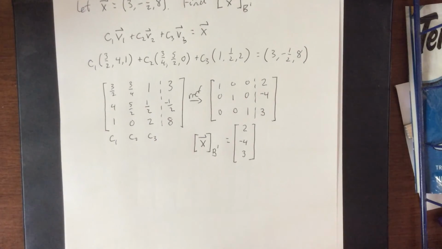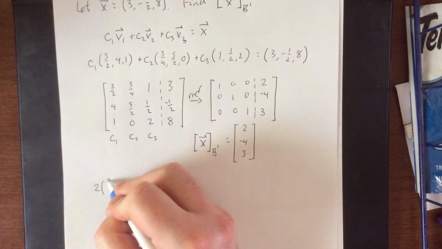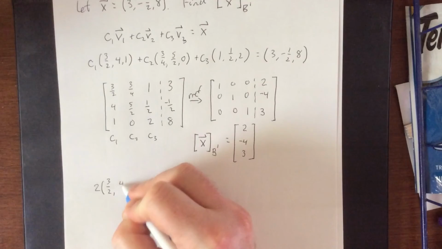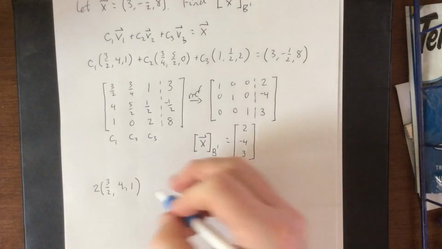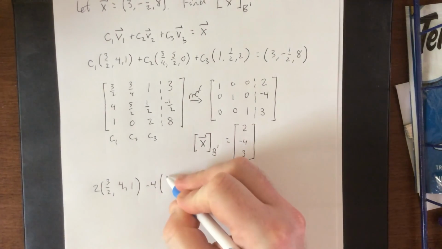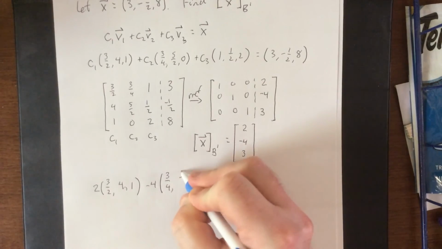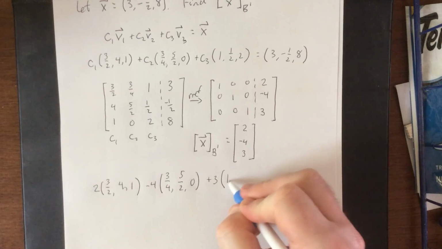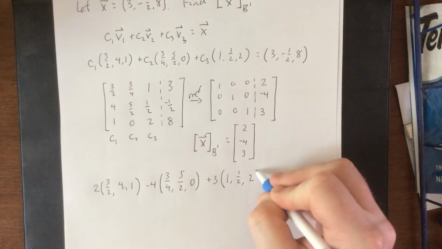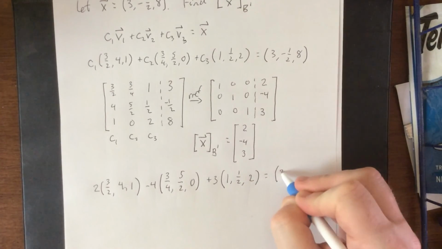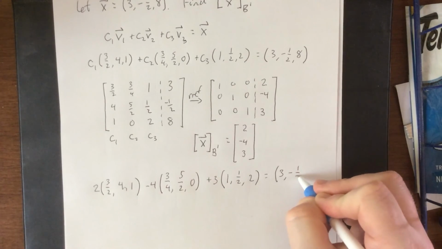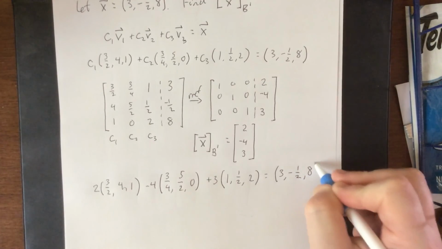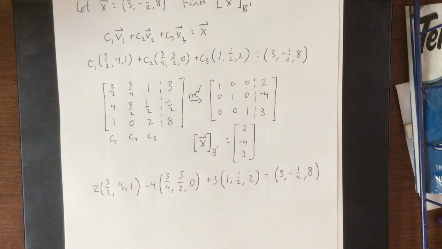Now we can interpret this to mean that if we were to take 2 times the vector (3/2, 4, 1), minus 4 times the vector (3/4, 5/2, 0), plus 3 times the vector (1, 1/2, 2), we would wind up with our target vector of (3, -1/2, 8). Great little exercise for you: just go ahead and verify that our answer is in fact correct.